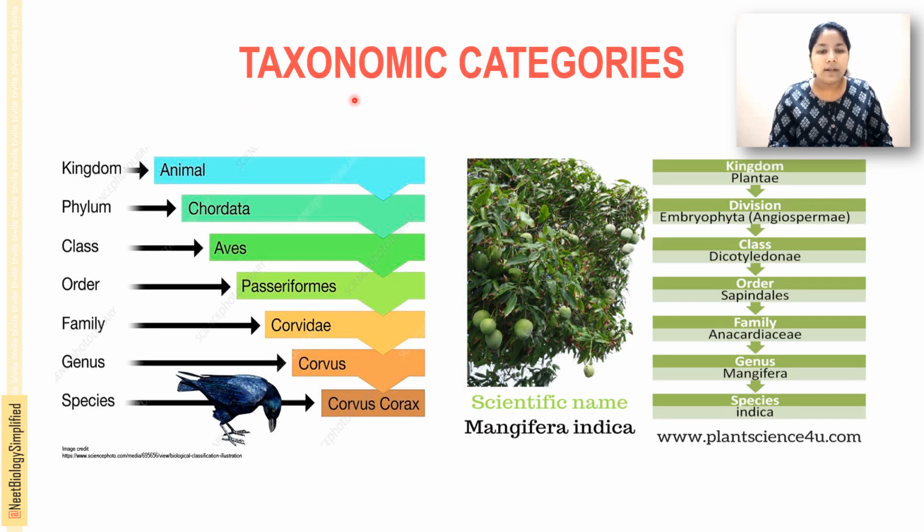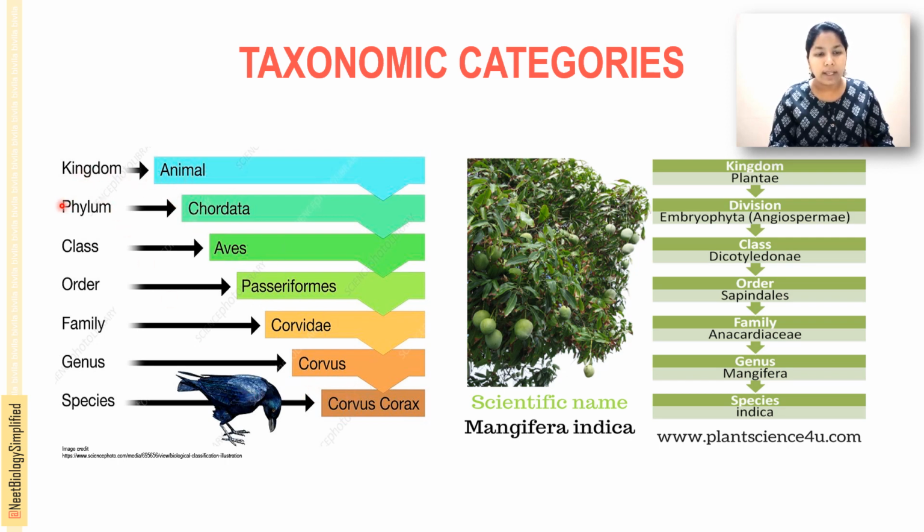And this is another taxonomic category, that of the crow and the mango tree. A picture is represented. You can see the kingdom Animalia. In the case of crow, it is kingdom Animalia, phylum Chordata, class Aves, order Passeriformes, and family Corvidae, genus Corvus, species Corvus corax. So, this is the taxonomic classification, the hierarchical category of the crow.